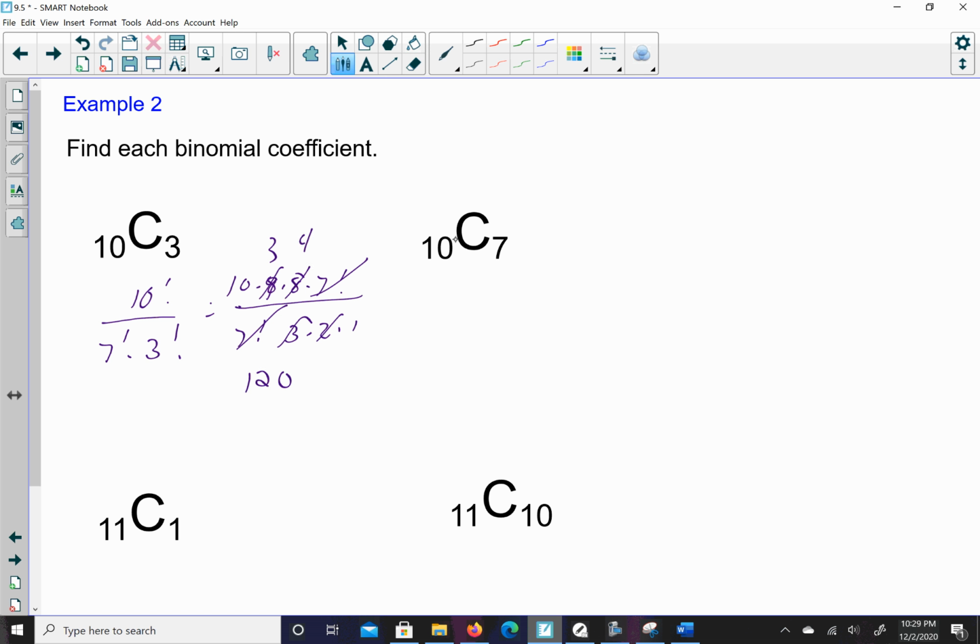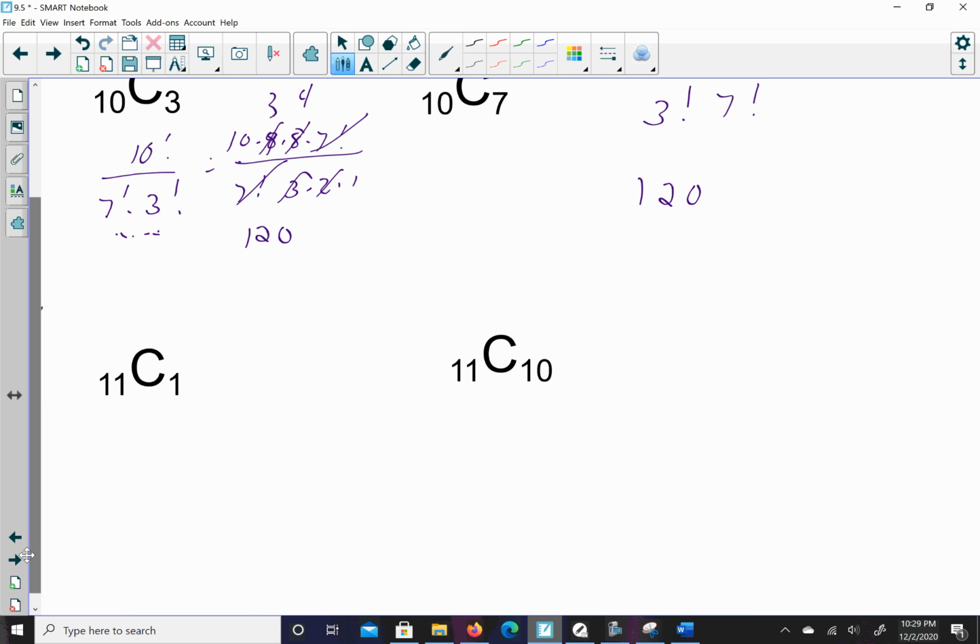When I do this coefficient, I'm going to do 10 factorial over 10 minus 7 is 3 factorial, 7 factorial. And even though the work is technically different, I'm still going to end up with 120 because it doesn't matter the order that I write these two in. And that's why when I do the binomial expansion, it's kind of like a mirror image, because it is.